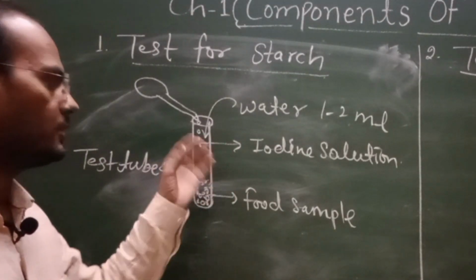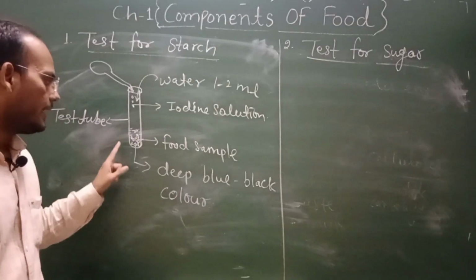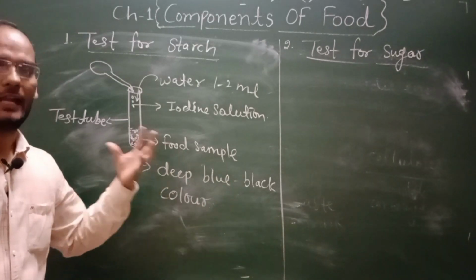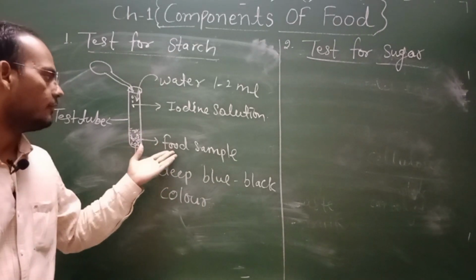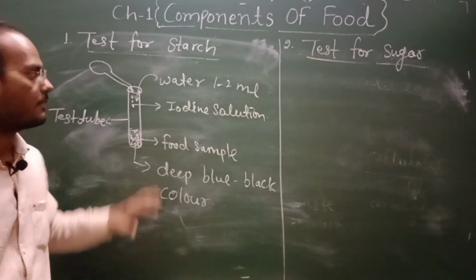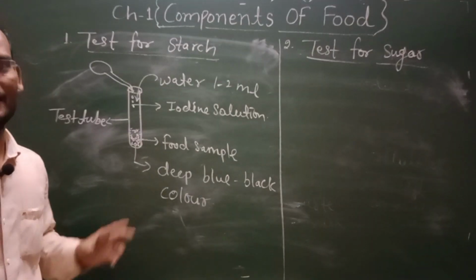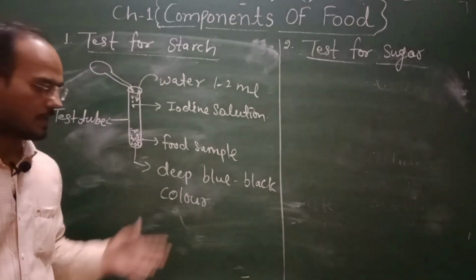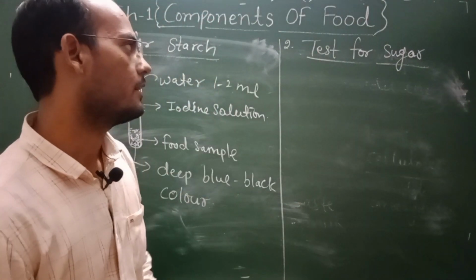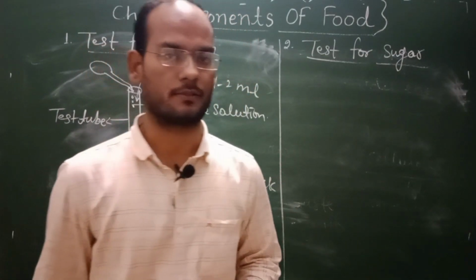When we add 2-3 drops of iodine solution to this food sample, if it gives a deep blue black color, it means the food sample contains starch. In this way, we can test for the presence of starch in a given food sample. Now, coming to the test for sugar. How can we test for the presence of sugar in a given food sample?